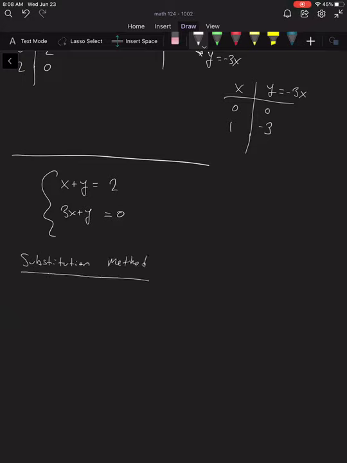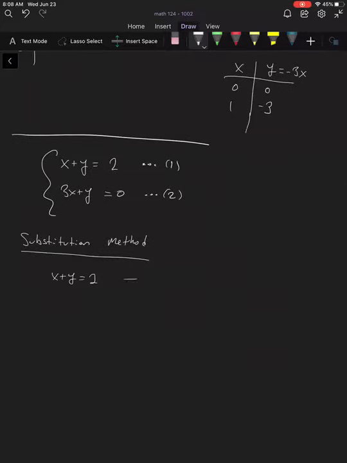So all we do here is pick an equation. Let's number these so we have some references. This is equation 1, and this is equation 2. We pick an equation, then we pick a variable to solve for. Let's pick equation 1, x plus y is equal to 2. We can either solve for x or solve for y. Let's just solve for x. So we subtract y to the other side, and we get x is equal to 2 minus y.